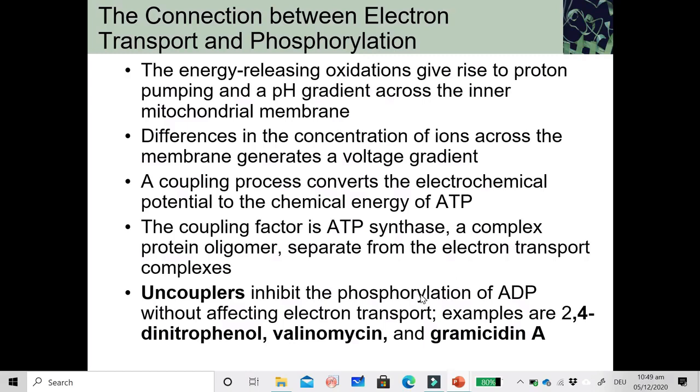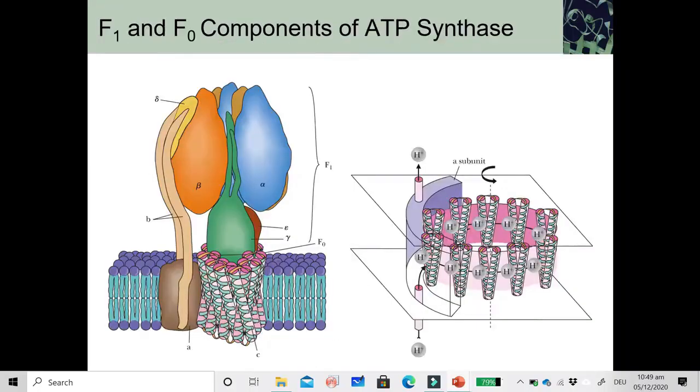Uncouplers inhibit the phosphorylation of ADP without affecting the electron transport. The examples are, of course, 2,4-dinitrophenol, valinomycin, and gramicidin A. They uncouple the electron transport from the synthesis of ATP. We're going to have to learn more about that later. This is the ATP synthase, and we're going to go back to this later.